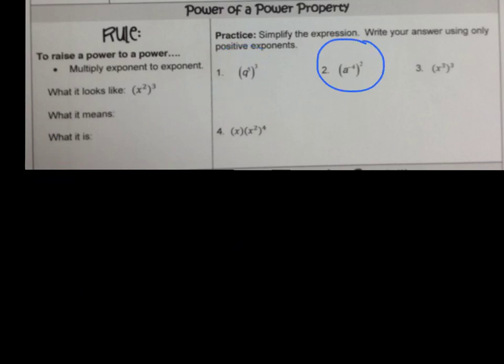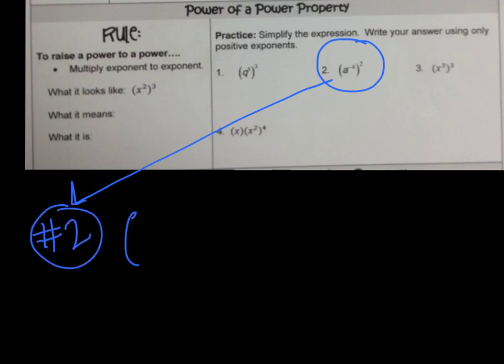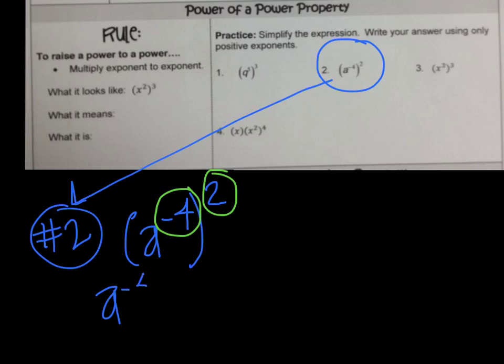Now let's try number 2. Number 2 says a to the negative 4th power raised to the 2nd power. Again, it's a power raised to a power, an exponent raised to another exponent, so we follow the power of a power property, which again says multiply exponent to exponent. So we're going to multiply our 2 exponents together, and we get a to the negative 4 times positive 2, or negative 4 times 2 becomes negative 8. So we get a raised to the negative 8.